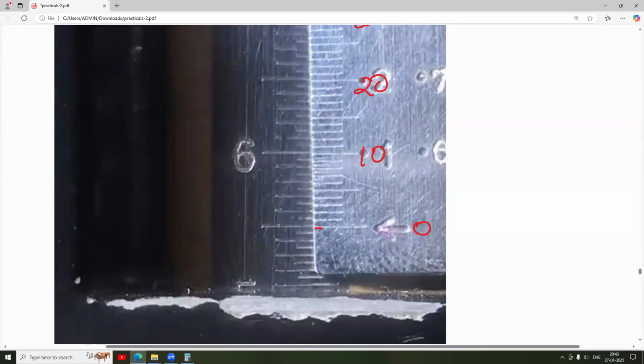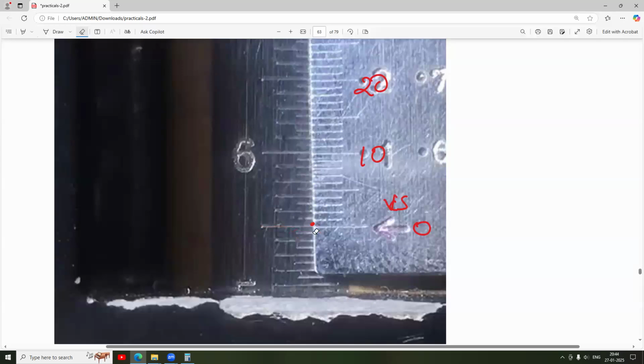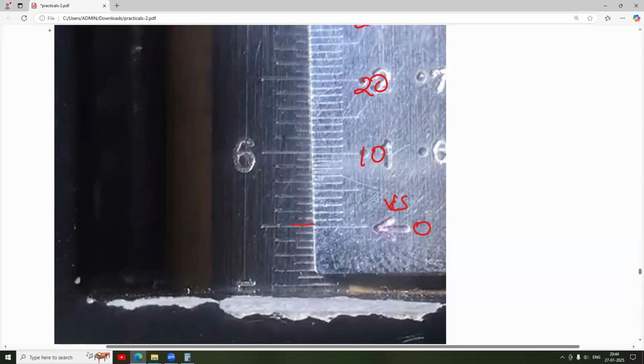See here, this is the point where the 0th line occurs. But this line is here and this line is here. What are those lines? Now, this 0th line of the vernier scale has crossed this line. It has crossed this line, but has not met this line. So you have to write the previous reading. What do you mean by previous reading? You are not supposed to take this reading because this line has not reached this line. So you have to take this reading.